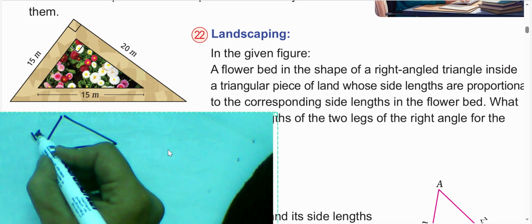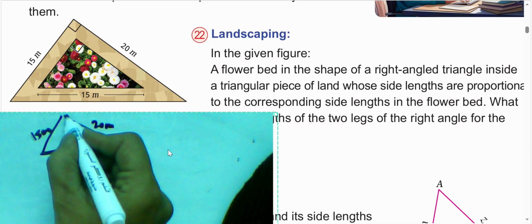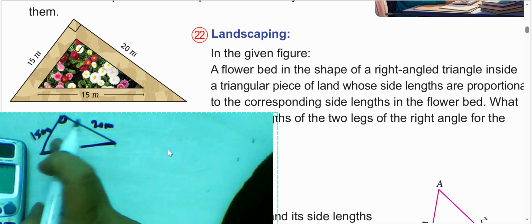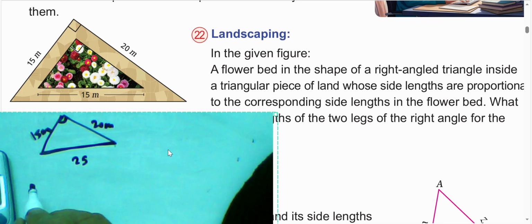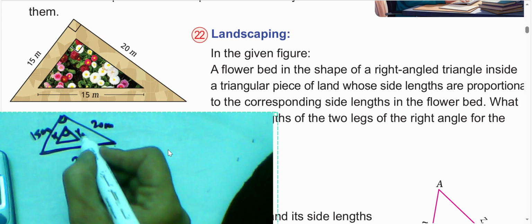We have 15 meter and here 20 meter. We can find this line segment, the hypotenuse, from Pythagoras theorem: 20 power 2 plus 15 power 2 is 625. Square root of it will be 25. And inside we have a right angle triangle. We can put here x and y, okay?